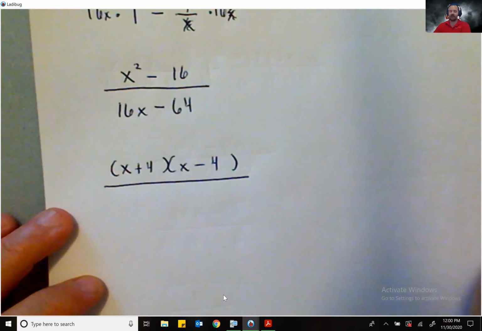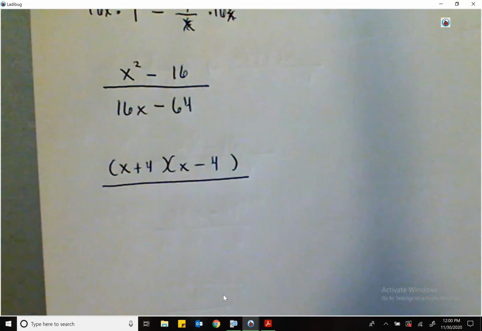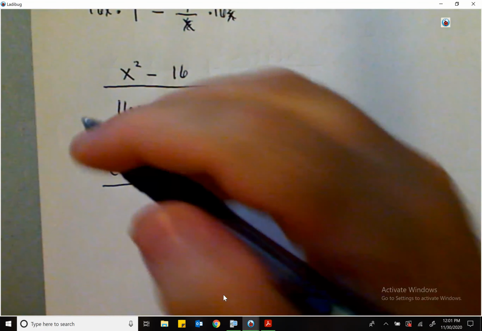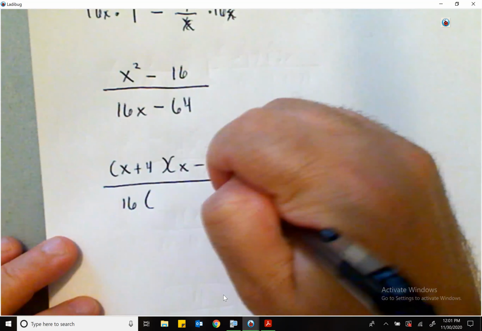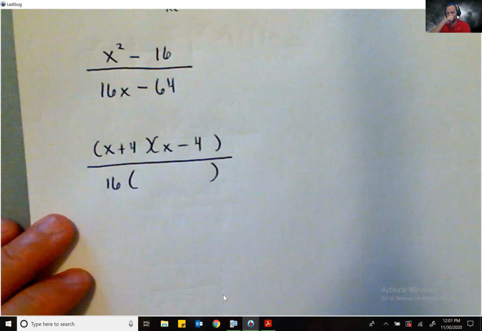Does the denominator factor any? Yes. We can take out an 8? A little bit more than an 8, but I like where you're going. You're thinking GCF, but it's bigger than an 8. Pull out 16. Yes, the 16. And that will leave us with x minus 4.